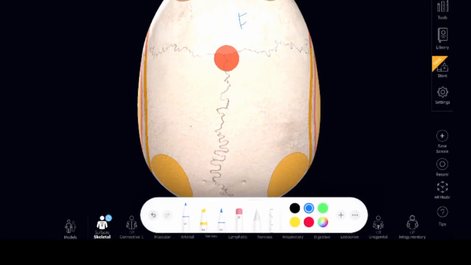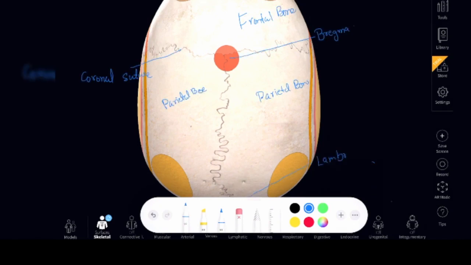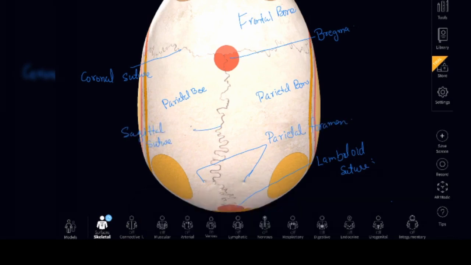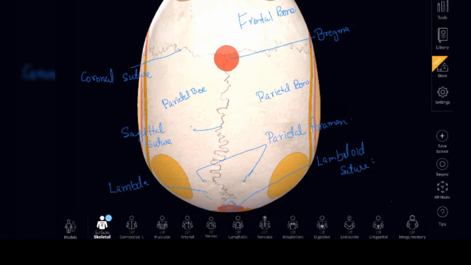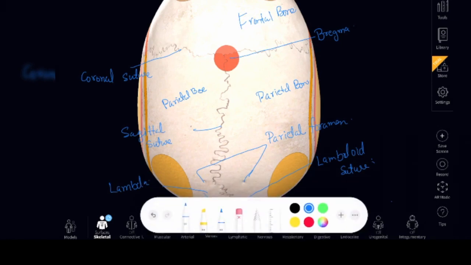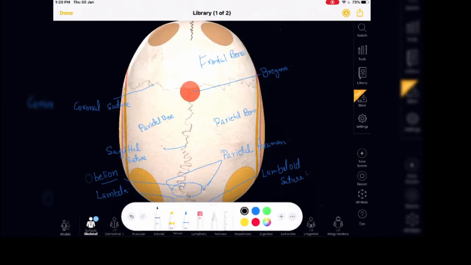Here we see this is the frontal bone, this is the parietal bone, this is bregma, this is the coronal suture, the lambdoid suture. These both are the parietal foramina, and this is the sagittal suture. This point is known as lambda. The part of the sinus present between the two parietal foramina, here, is known as obelion. And here we have one more suture, present in only 3 to 8%, known as the metopic suture, which mostly fuses by 6 years of age, but in some individuals it may remain.